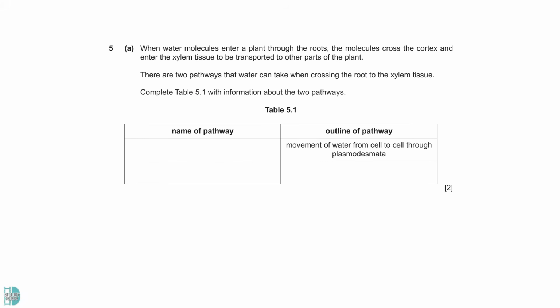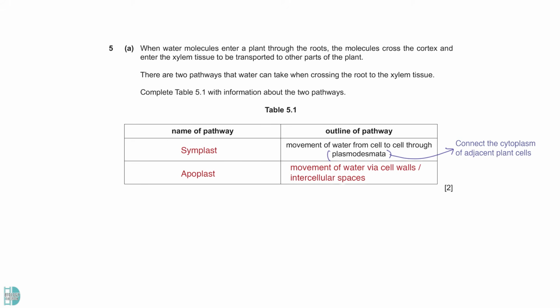In question 5a, you are asked to complete a table with information about the two pathways water can take when crossing the roots to the xylem tissue. The first one is when water moves through plasmodesmata. Since plasmodesmata connect the cytoplasm of adjacent plant cells, this statement is telling you that water is moving in the cytoplasm. The answer is Sym+. The other pathway is Apo+, where water moves via the cell walls and through the intercellular spaces.